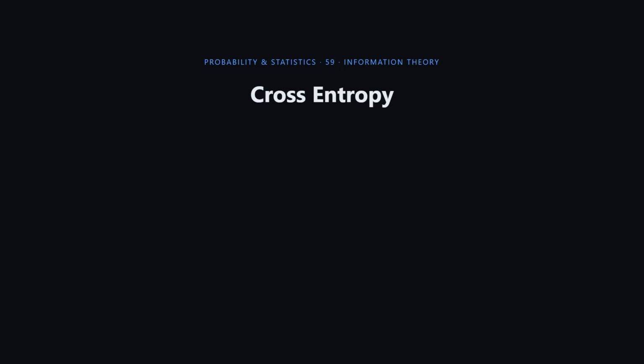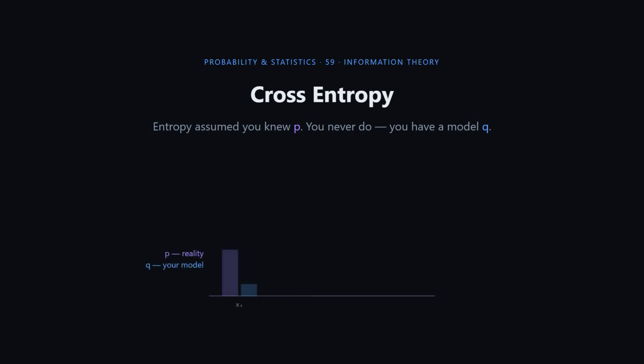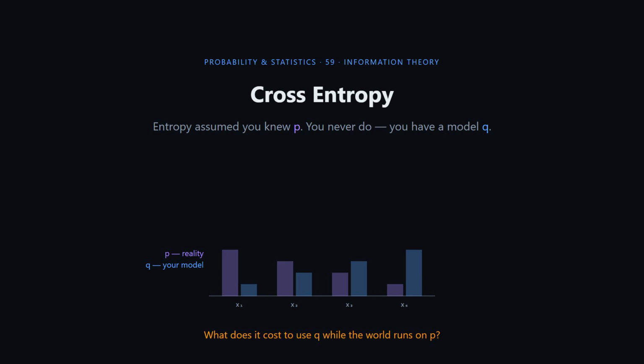Last lesson gave us entropy, the average surprise when outcomes come from P, and the exact number of bits the best possible code needs. But all of that assumed you knew P. In practice, you almost never do. What you have is a model, Q, an estimate, a network's output, an educated guess. So the real question is, what does it cost you to use Q, while reality goes on running on P.